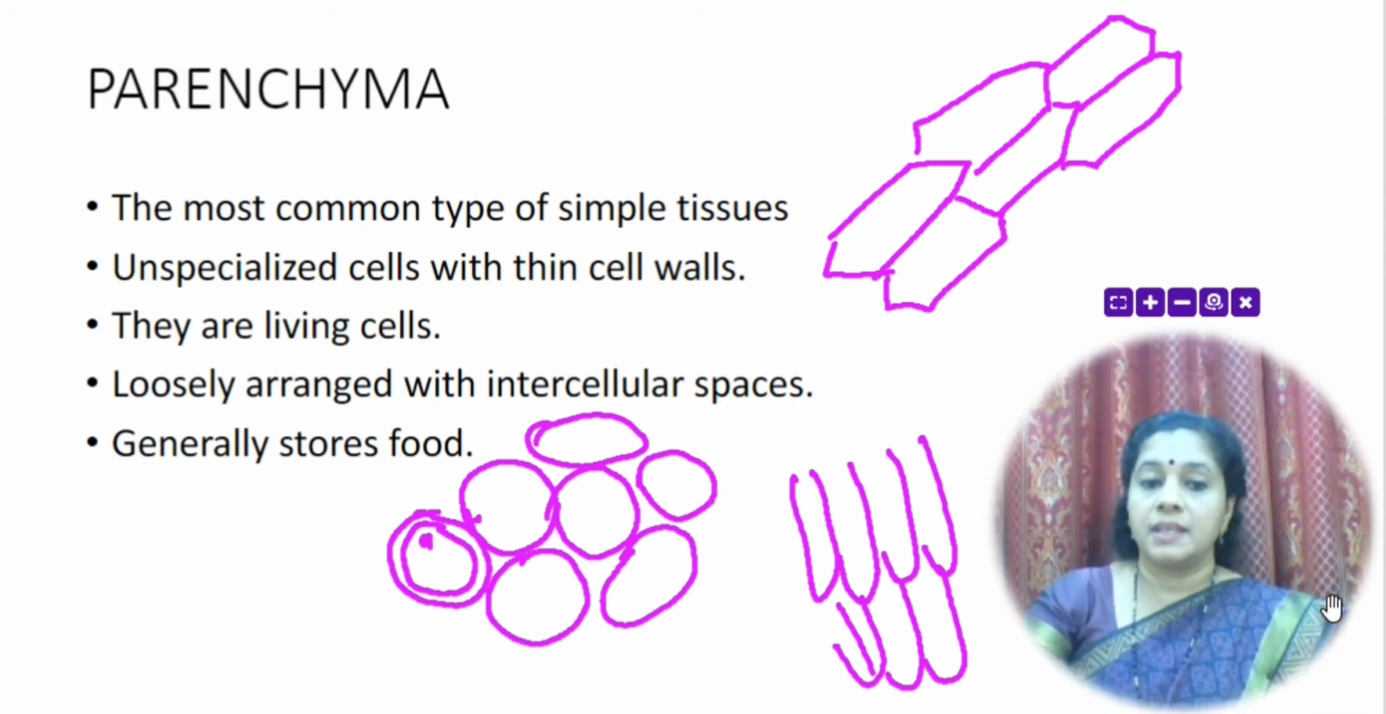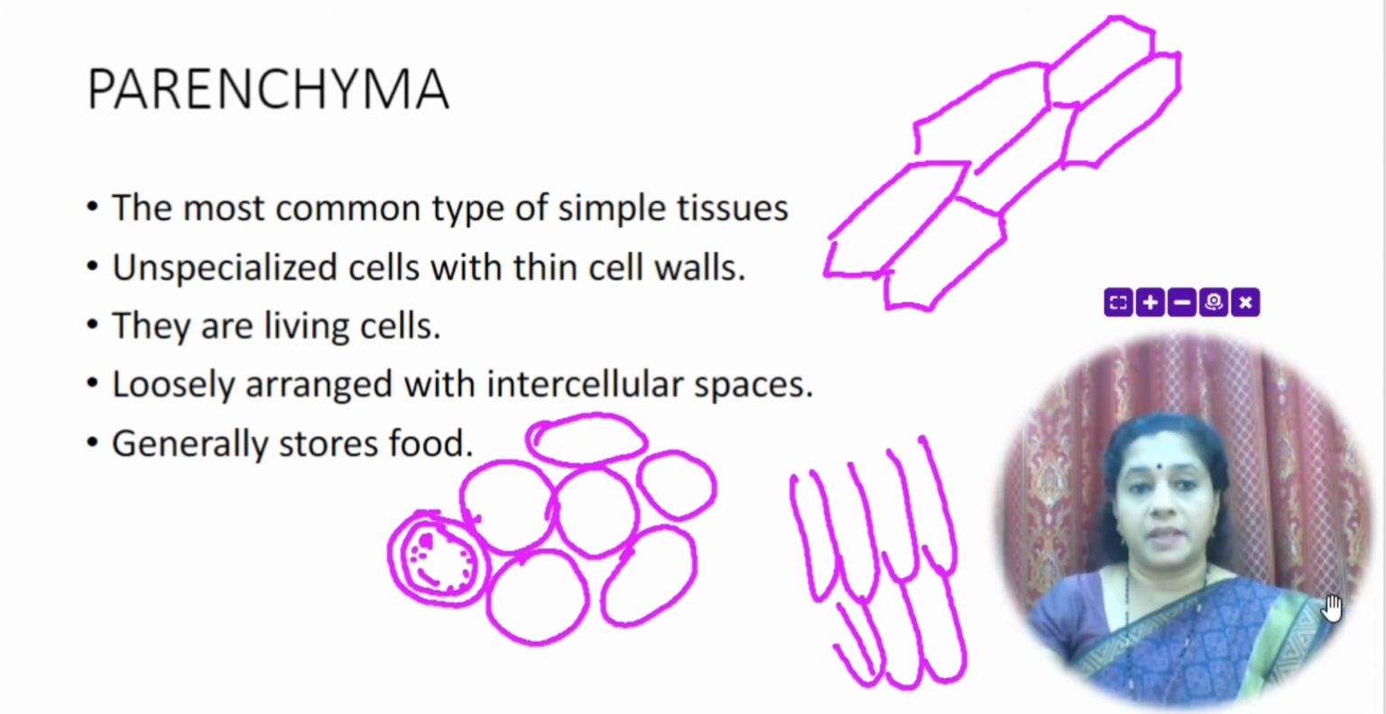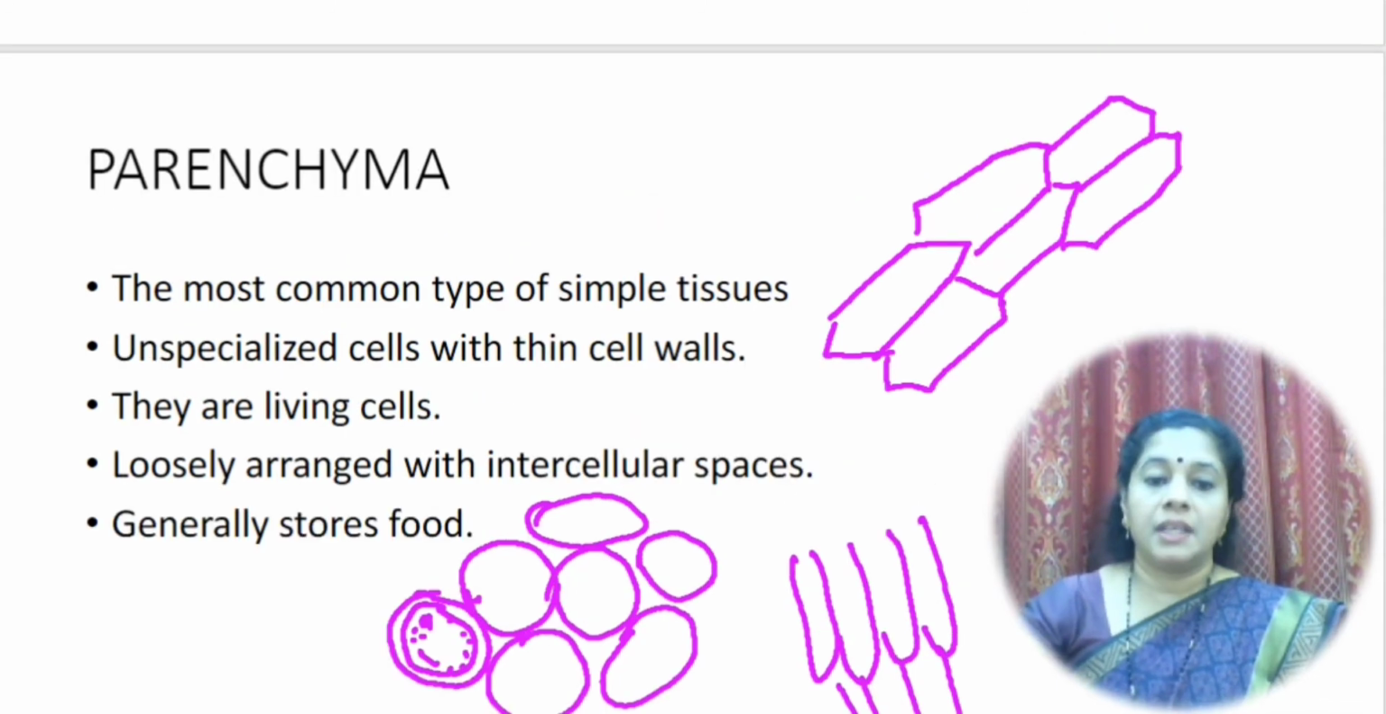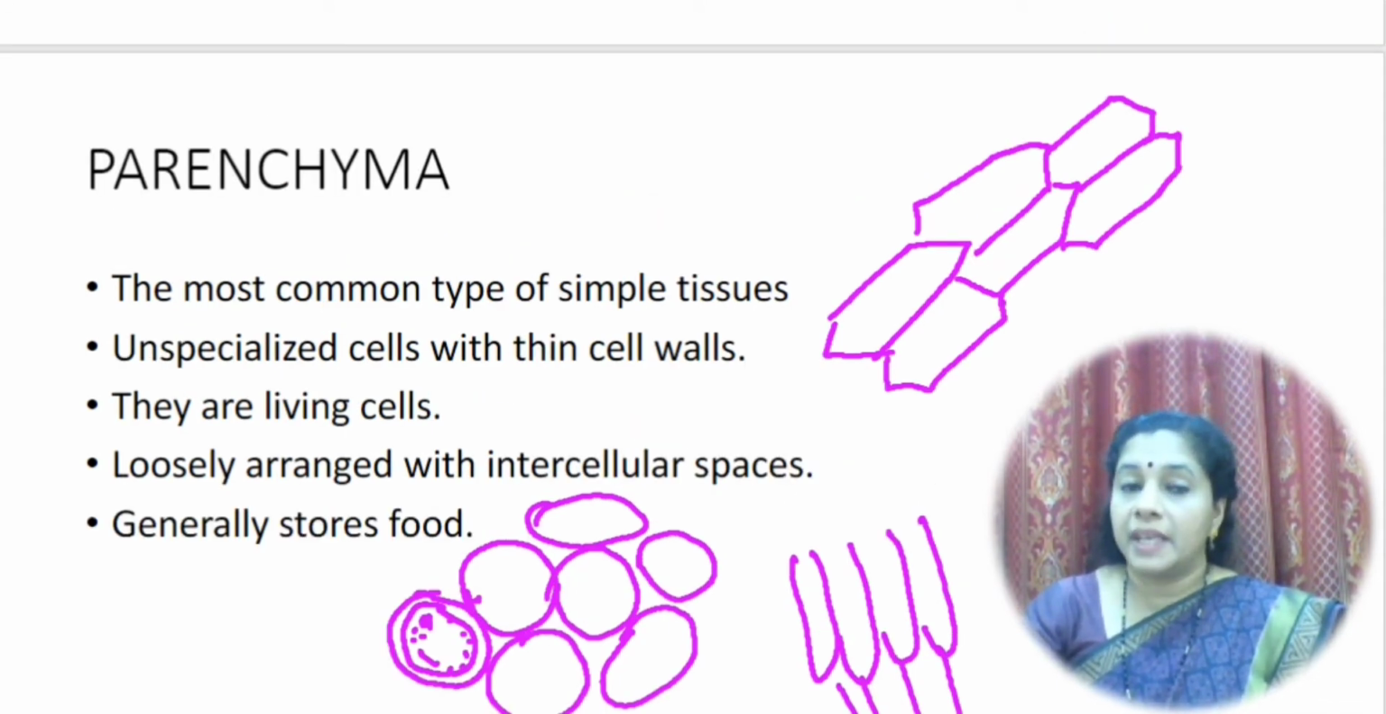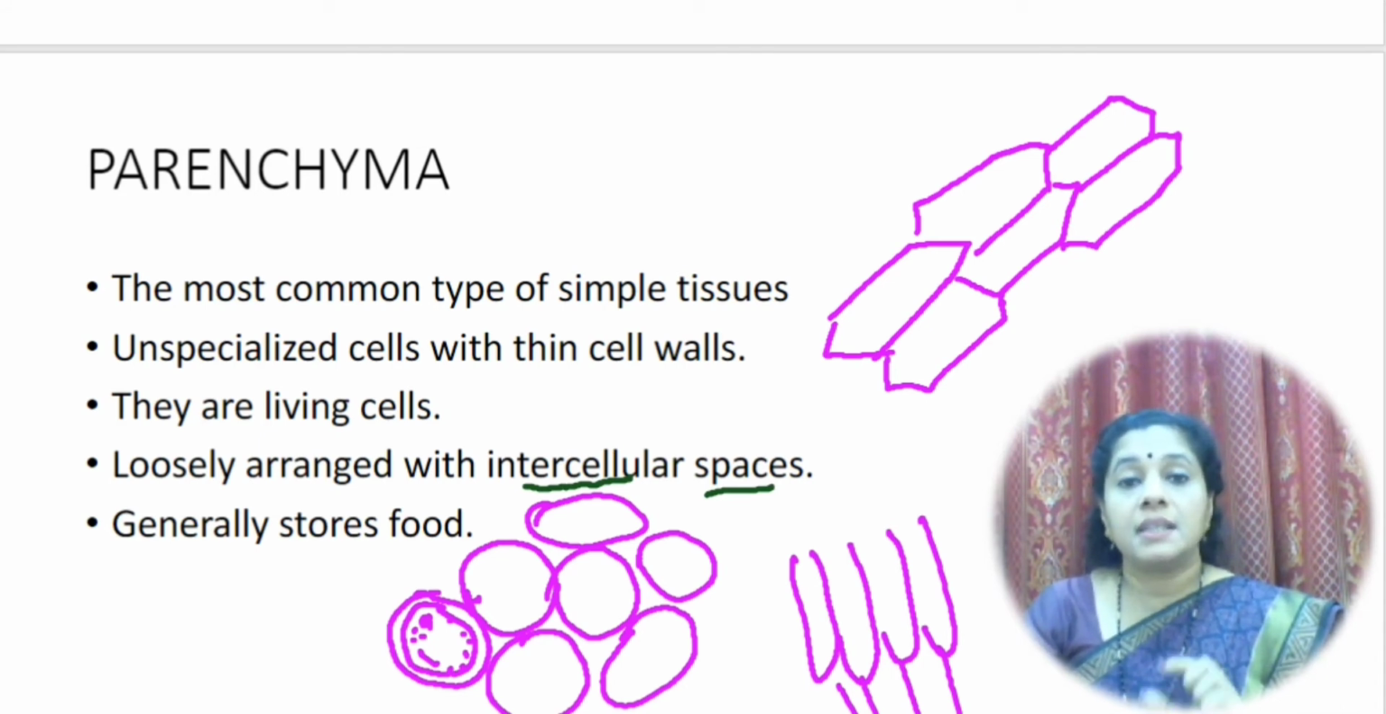There is a nucleus and there is a central vacuole and a cytoplasm is also present. Okay, these are all living cells. Here you can see space in between the cells. They are not very tightly packed, but cells are there. That is called the intercellular space. That means the space between the cells is called an intercellular space. So parenchyma cells are arranged with the intercellular space.